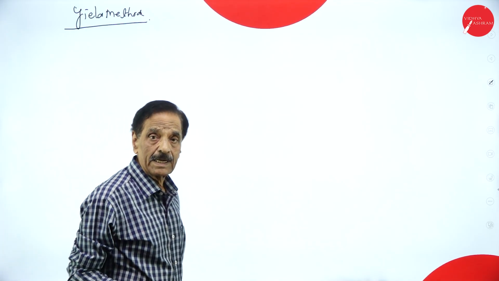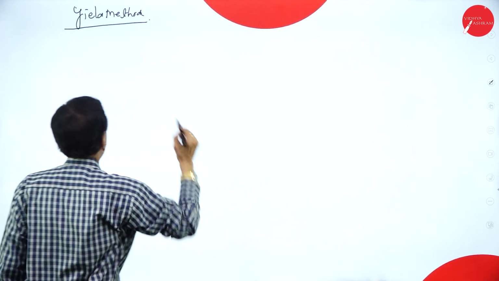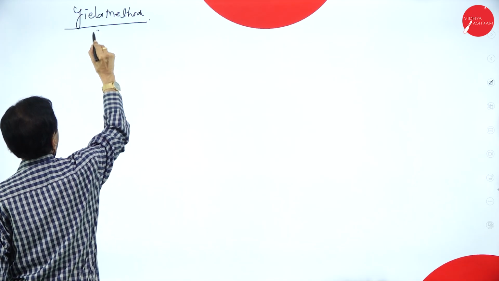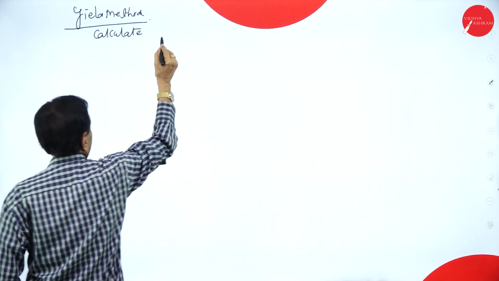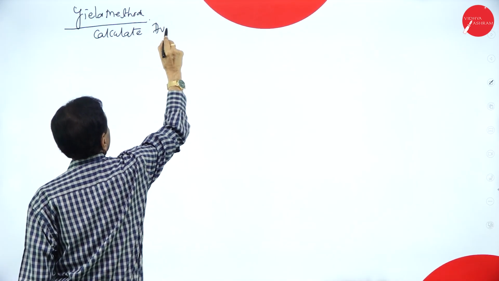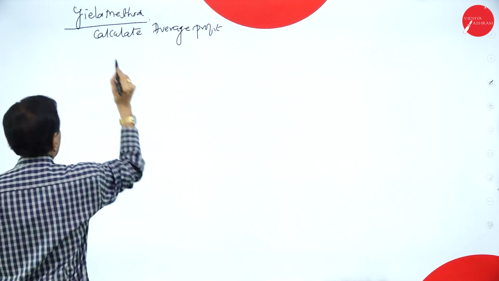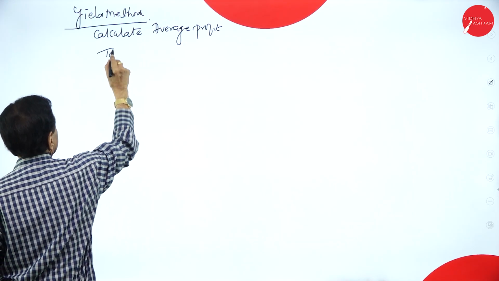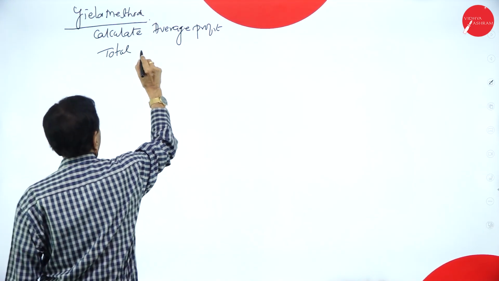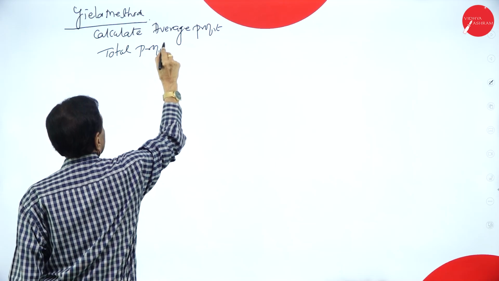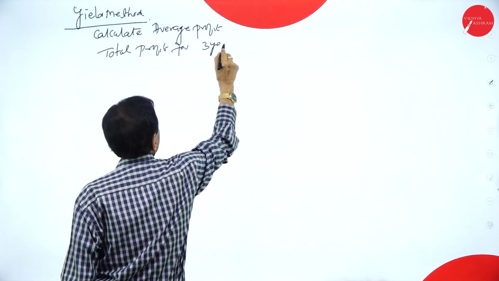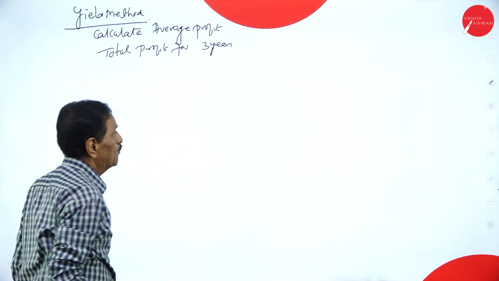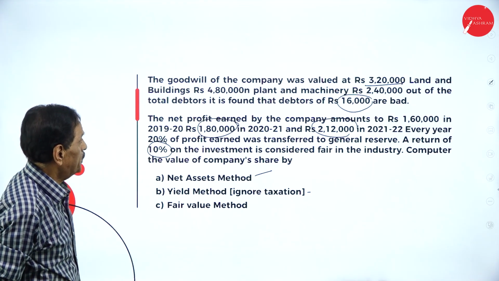First, you have to calculate average profit. Calculate average profit. Total profit for 3 years. We'll move on. What's your first year profit?